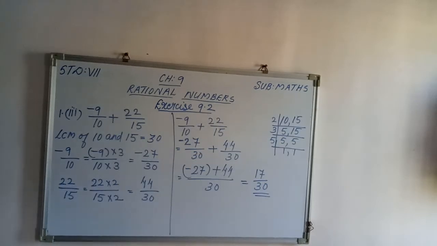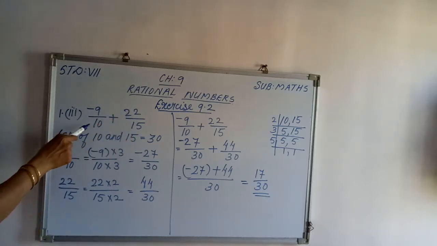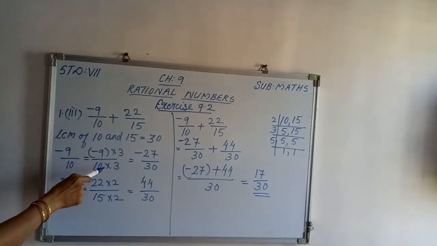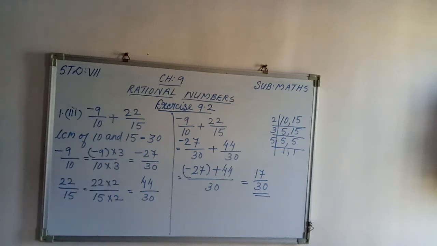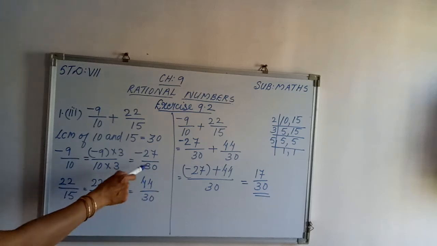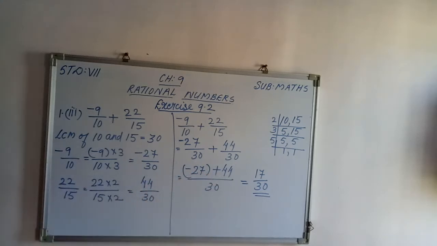Third one. Minus 9 upon 10 plus 22 upon 15. So LCM of 10 and 15 I found there. It is 30. So minus 9 upon 10 can be written as minus 9 into 3 upon 10 into 3. 30 is the denominator. Minus 27 upon 30. 22 upon 15, 22 into 2 upon 15 into 2, that is 44 upon 30. So when you add, the denominator is the same. Minus 27 plus 44 upon 30. You will get 17 upon 30. That's the answer.